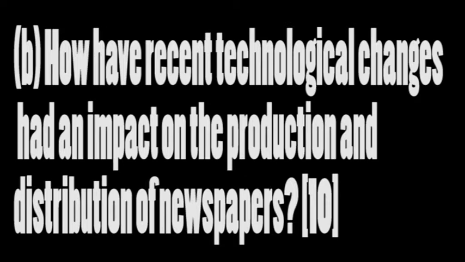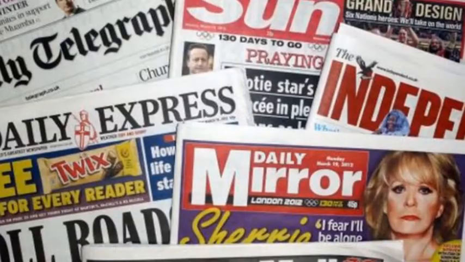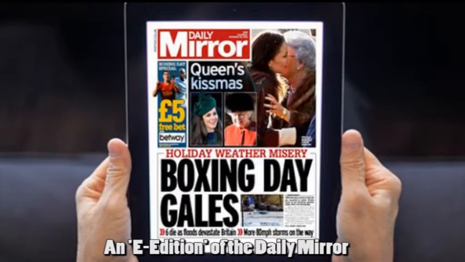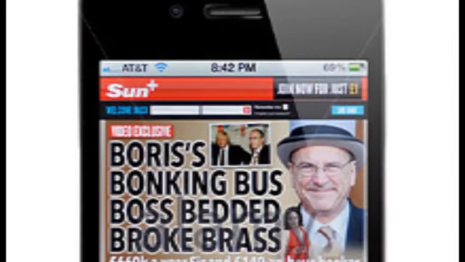3B. How have recent technological changes had an impact on the production and distribution of newspapers? And this is worth 10 marks, so a more in-depth reply is required for this one. My answer. The production of newspapers is almost entirely digitised now, so the old school printing presses are no longer used, so this keeps costs down on the production side. However, print media such as traditional newspapers bought from shops will no doubt become extinct eventually as digital media takes over completely. More and more people are accessing news from websites on their PCs or on their smartphones because it's convenient and free of charge.